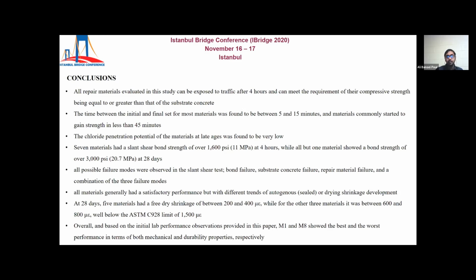We found that the chloride penetration potential of all the materials at late ages is very low. Seven of the materials had a slant shear bond strength over 11 megapascal at 4 hours, while, except one material, all the materials showed a bond strength of above 20.7 megapascal at 28 days. All possible failure modes were observed in the slant shear.